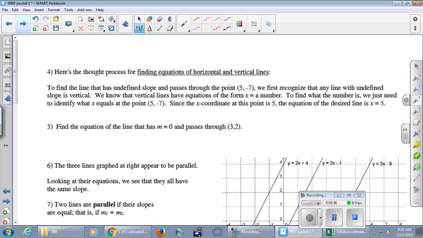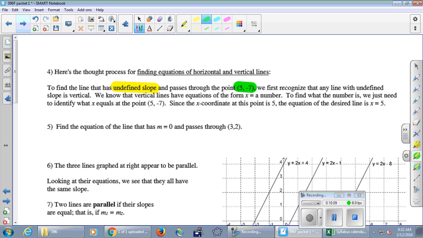Here's the thought process for finding equations of horizontal and vertical lines. What we're going to do is find the line that has undefined slope and passes through the point (5, -7). That is a typical homework question, typical test question. Find the equation of a line that has undefined slope and passes through (5, -7). The first thing we tip off on is that it says undefined slope. What kind of special line did we just discover has an undefined slope?